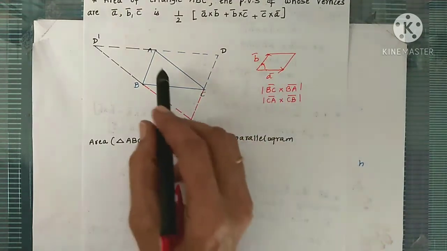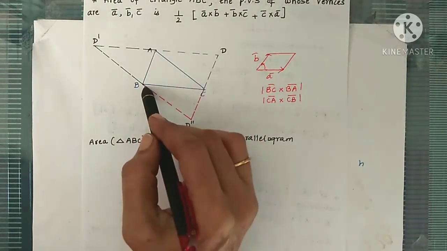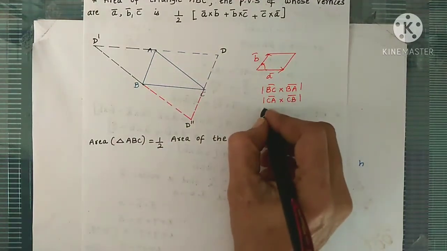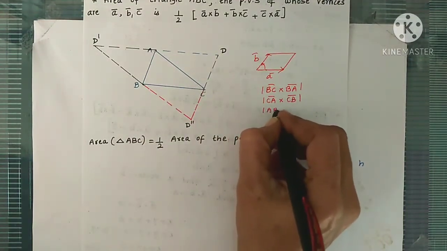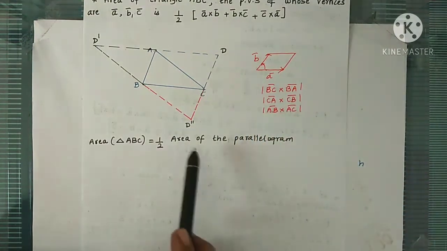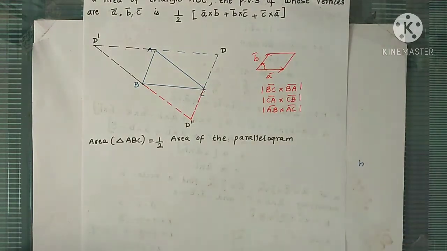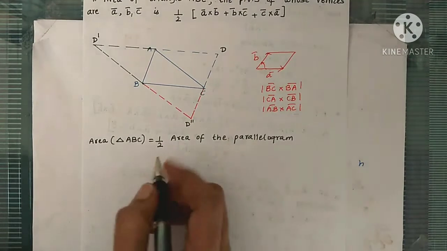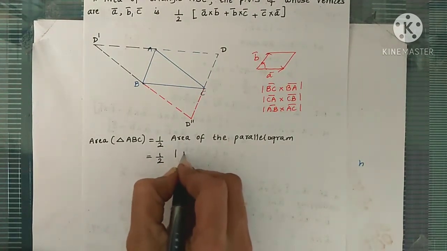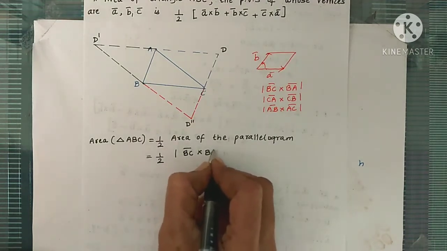And in the third one, A, B, D double dash C, we have AC bar and AB bar. See, the rotation from AB bar to AC bar will be positive. So in the third one, we have to take AB bar cross AC bar. So for the area of the parallelogram, you can take any of these three moduli. Let's take the first one only, it is BC bar cross BA bar.